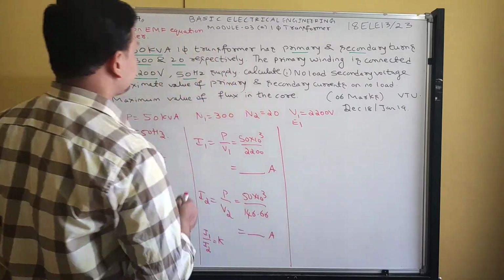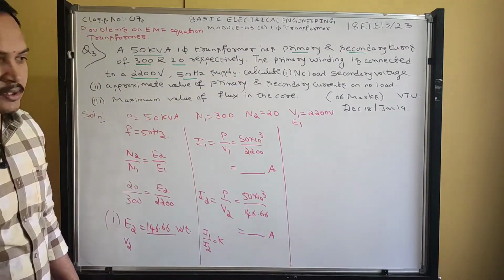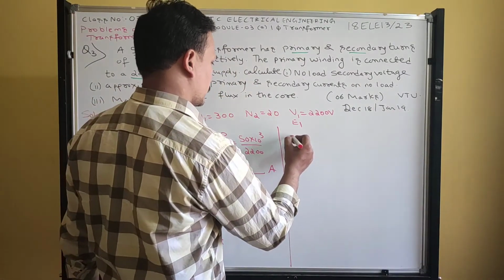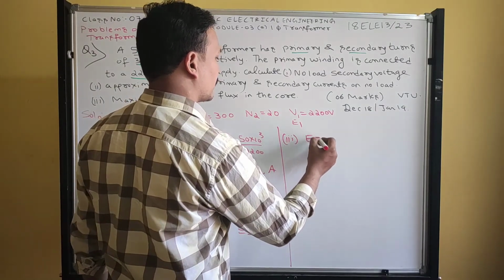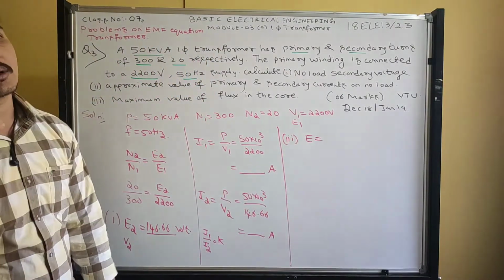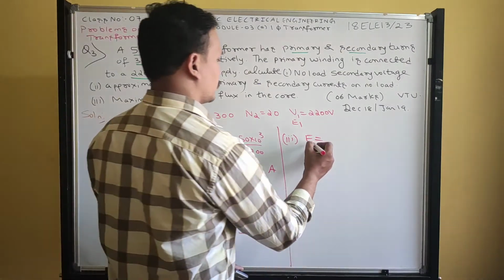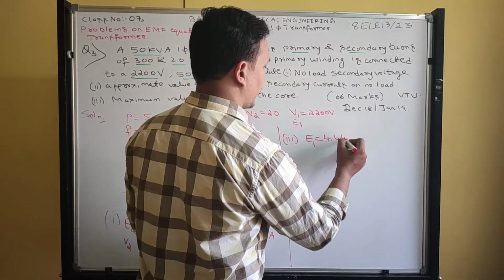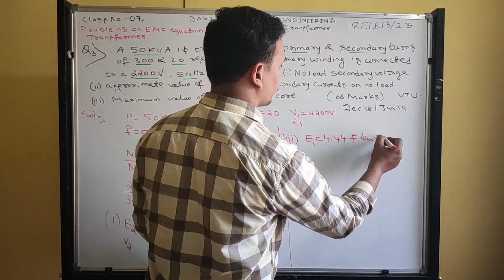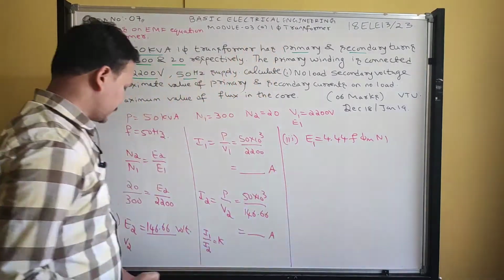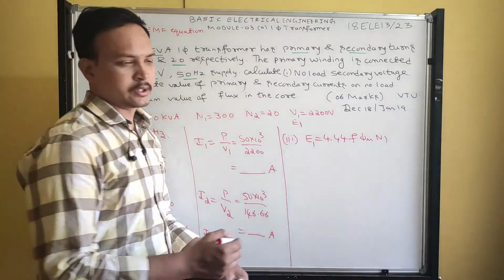Okay, the next one. Maximum value of flux in the core. So, solution for the next question. Now you can write the EMF equation, either primary or secondary. You can write any one. So E1 is equal to 4.44 f Φm N1. What is E1? What is primary voltage? 2200. Very good.